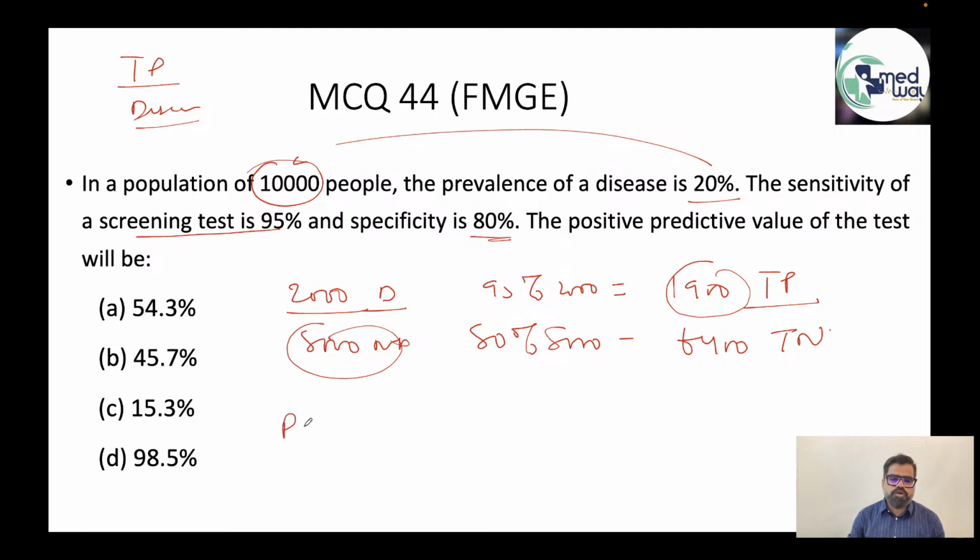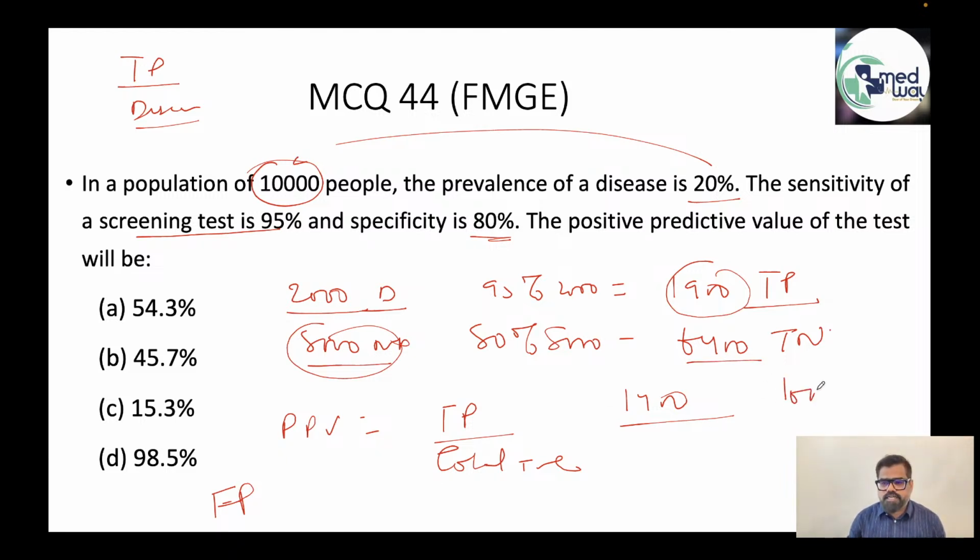I have to calculate positive predictive value. Positive predictive value means true positive by total positive. True positive I have 1900. I don't have total positive because I don't have false positive now. But you have 8000 not disease, 6400 are true negative. So 8000 minus 6400, 1600 is your false positive. So 1900 divided by 1900 plus 1600, which is 1900 by 3500.